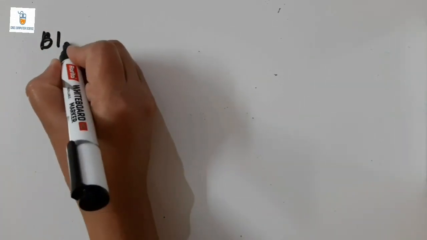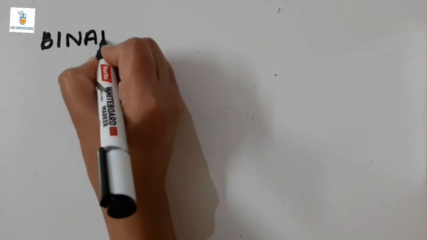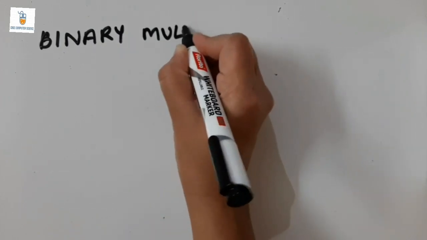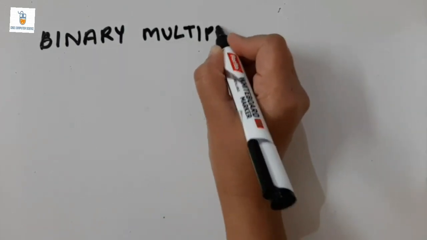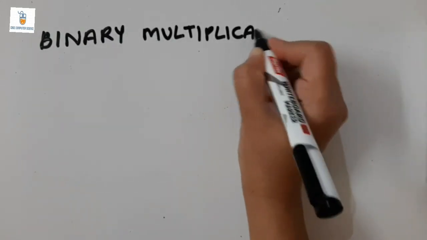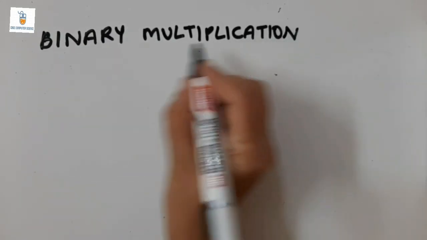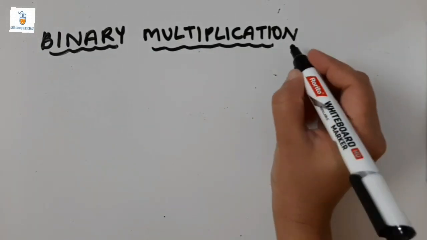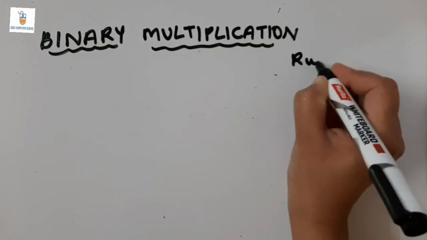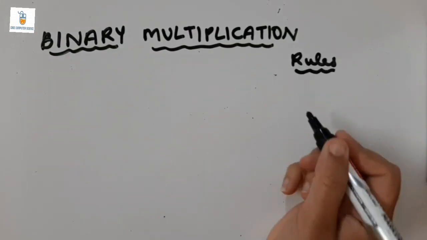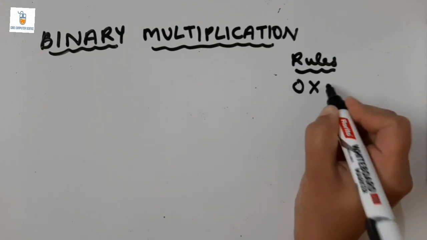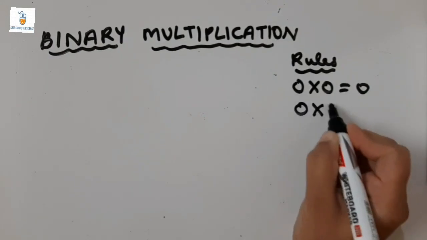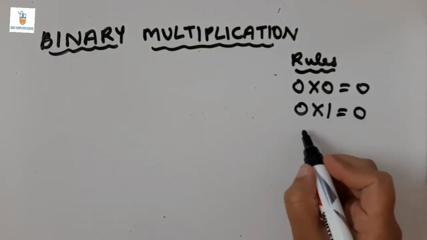Hello students, in today's class I am going to teach you how to multiply any two binary numbers, that is binary multiplication. Before doing binary multiplication, let me tell you the rules which are going to be used for binary multiplication. Like we do in decimal multiplication, first we multiply the upper number by individual digits of the lower number and then we will add the answers obtained. Same way, binary multiplication is also similar to decimal multiplication.